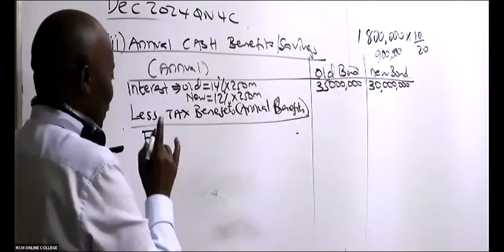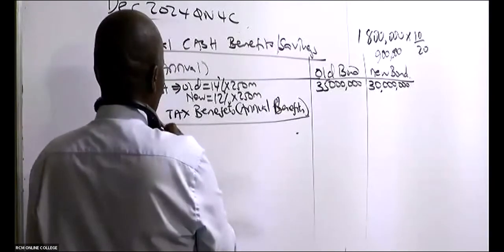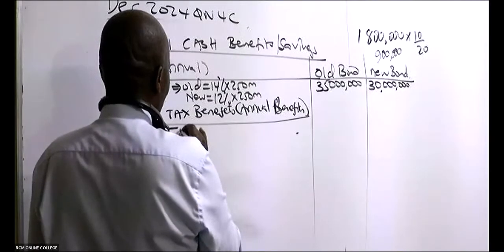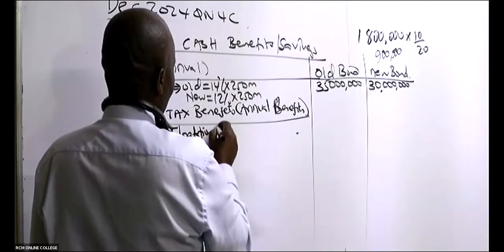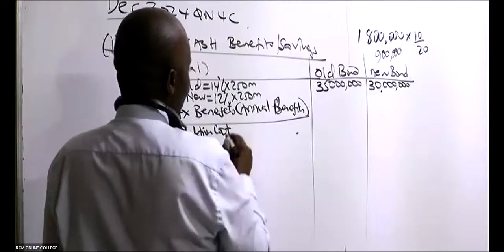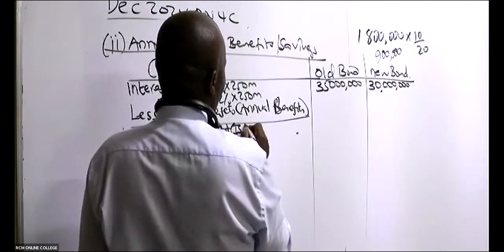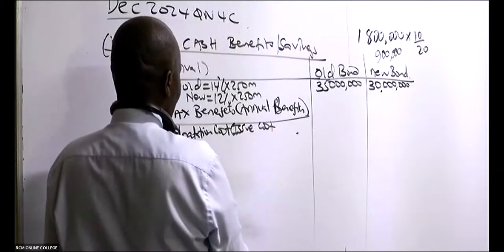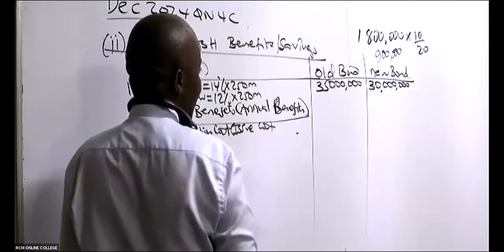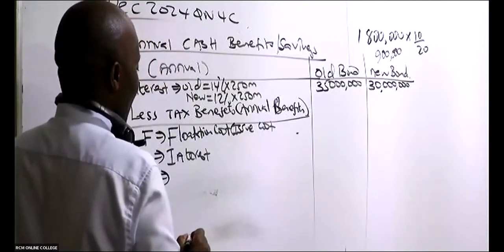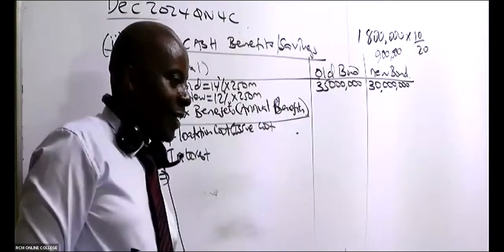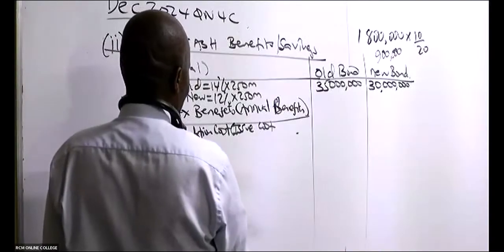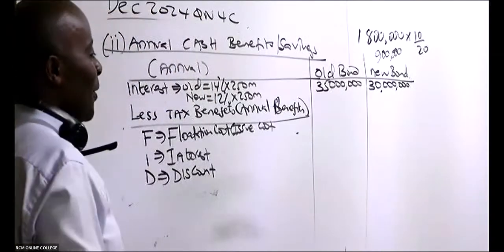So in this case here, this FEED, we have the first one. Let me just repeat this. F is for flotation cost, which is the same as what here? Issue costs. Don't forget that. Then we have I for what here? Interest, yes. I for interest. And then we have this D for what? Discount. D is for discount.